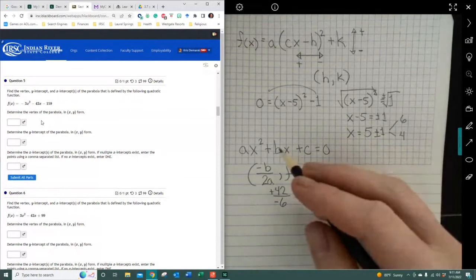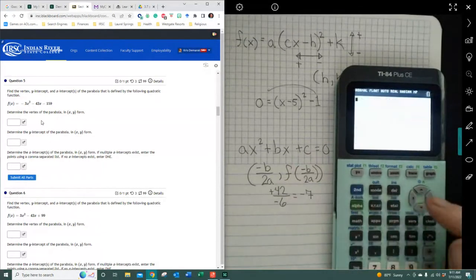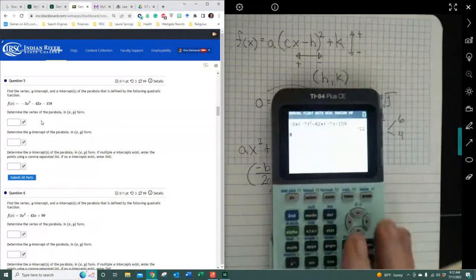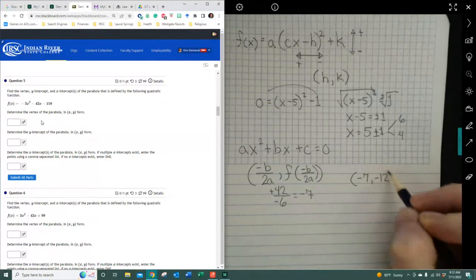Now what we do is insert it into the equation and then get back the y. Now you can use a calculator. There's no shame in that. So all you got to do is go ahead and do -3 times, I'd like to use parentheses, (-7) squared, and then -42 times -7, and then minus 159. And that gives us -12. So our coordinate point is (-7, -12).